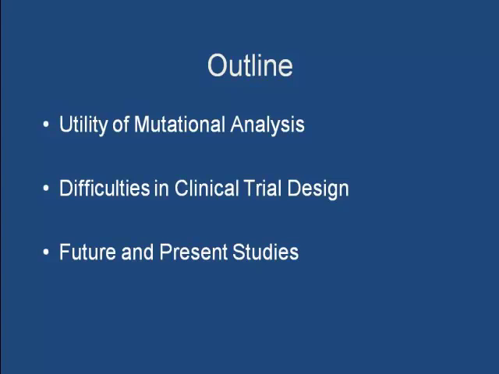So the outline is that we'll begin talking about the utility of the mutational analysis. I'd like to spend some time talking about difficulties in clinical trial design. As Dr. Bloomfeld said, we need to do a better job of designing our studies, but obviously there are some obstacles that we need to overcome. And then I'd like to end with discussing some future and present studies.